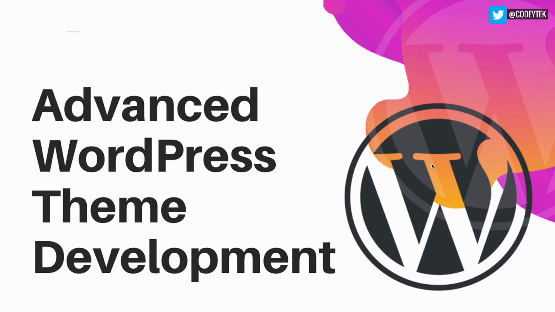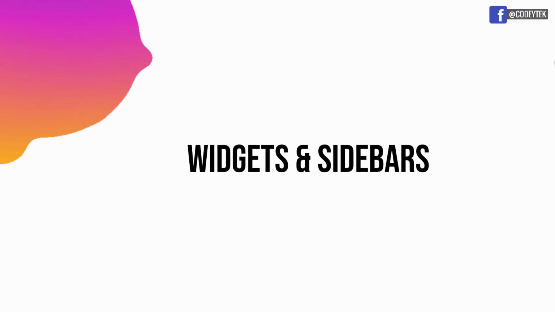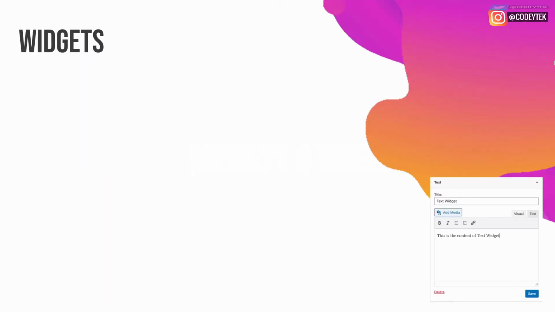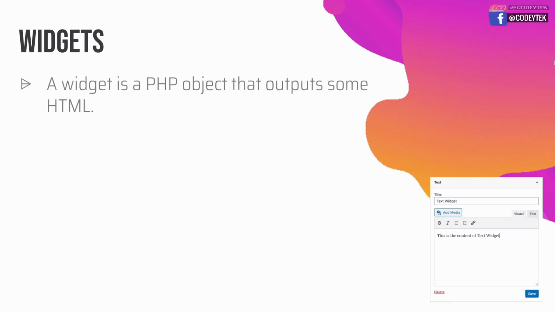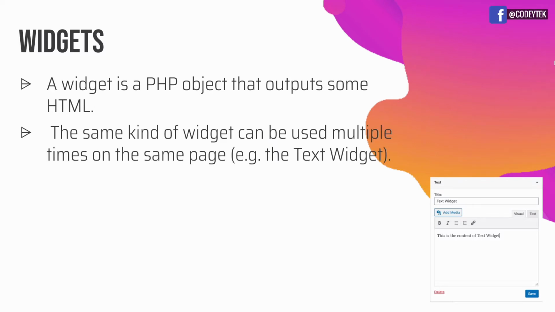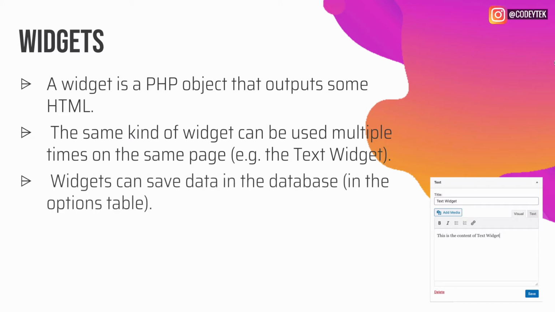In this tutorial, we are going to learn about what widgets and sidebars are. So let's take a look at widgets. You have probably used them if you're already a theme developer, but let's just go over it quickly. A widget is a PHP object that outputs some HTML. The same kind of widget can be used multiple times on the same page, and widgets can save data in the database, in the options table.